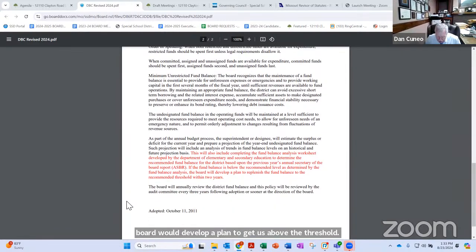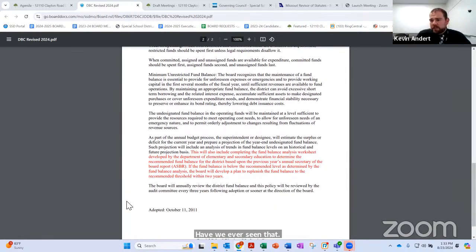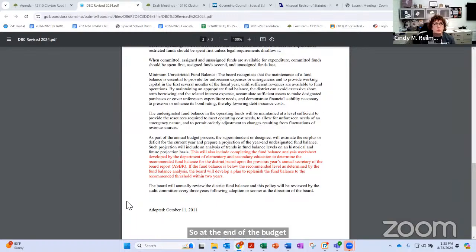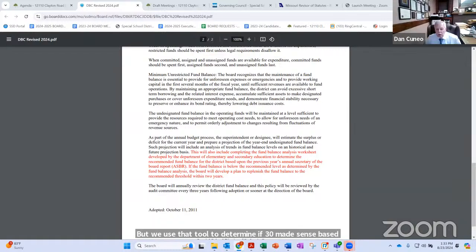Have we ever seen that? It was presented at the work study. Cindy, you want to talk about it? Yes. At the end of the budget work study session, we talked about DESE's fund balance analysis. We talked about using the 22-23 ASBR and the data included in it to calculate what that fund balance percentage should be. When I went through the exercise, the fund balance was 29.57 based on the information in that 22-23 ASBR. So for right now, a 30% made sense, but we use that tool to determine if 30% made sense based on that data. Okay, all right, I remember the meeting.